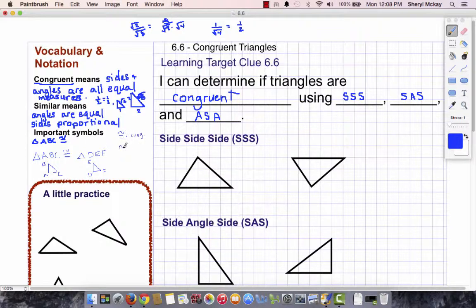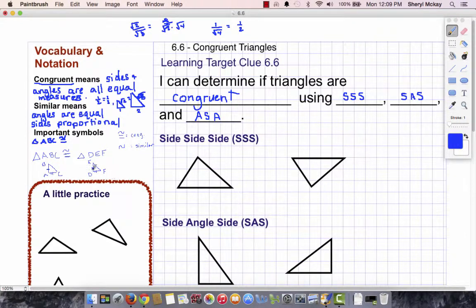We use just the little tilde to mean similar, okay? And then one other thing that I've shown a little bit of is we use markings, little tick marks. So if we want to say that AB is congruent to DE, then we put one little tick mark on both of them to show that this side is congruent, or the same measurement as this side.